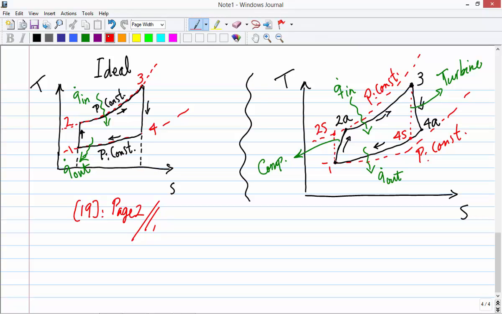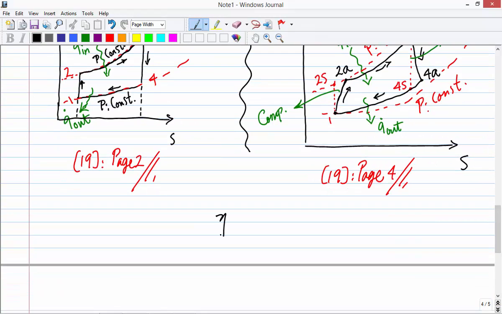Please check page 19, page 4. And then the efficiencies would be like this.